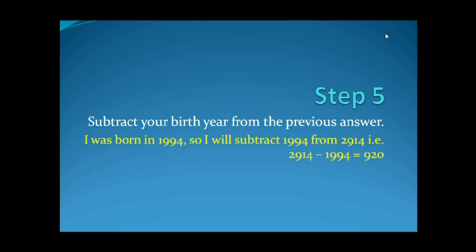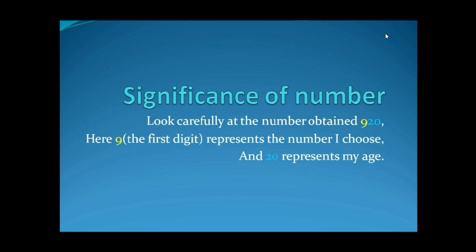Then step 5 says that I need to subtract my birth year from the previous answer, which was 2914. Say I assume that I was born in 1994. So 2914 minus 1994 gives me 920. Now, if you closely observe the number 920, the first number 9 denotes the number that we had chosen initially in step 1. And the number 20 denotes my age.